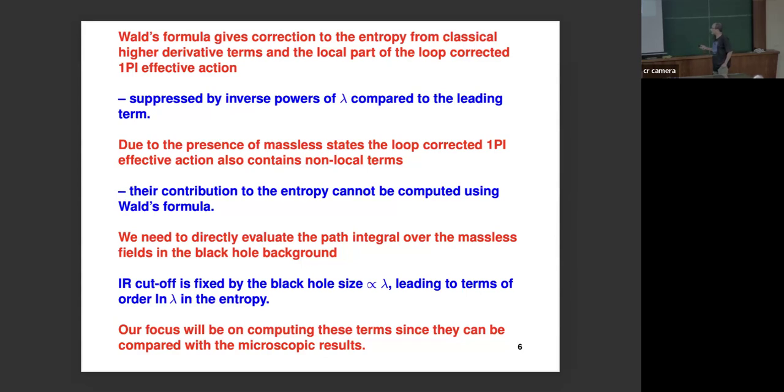Instead, we need to directly evaluate the path integral over the massless fields in the black hole background. The reason you cannot first calculate an effective action and then evaluate it is that the infrared cutoff is provided by the black hole size itself. If you try to remove the black hole size, then the infrared cutoff disappears and you cannot evaluate the 1PI effective action. So we have to directly evaluate the path integral in the black hole background, and that's where these logarithmic corrections come from. That's the origin of the log lambda terms in the entropy, and this is what we'll focus on.